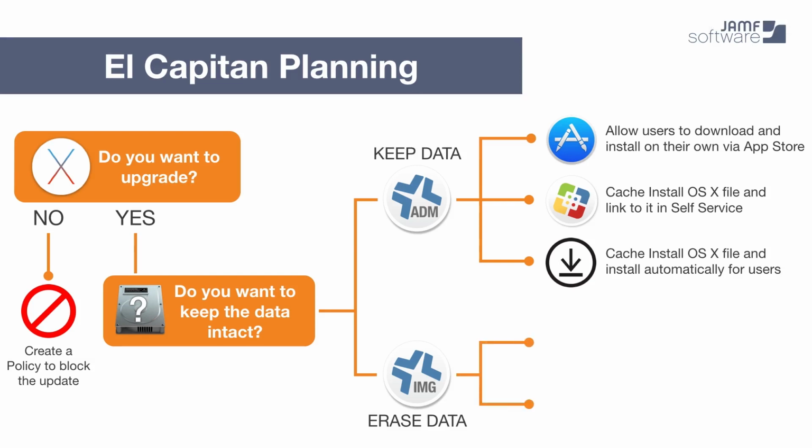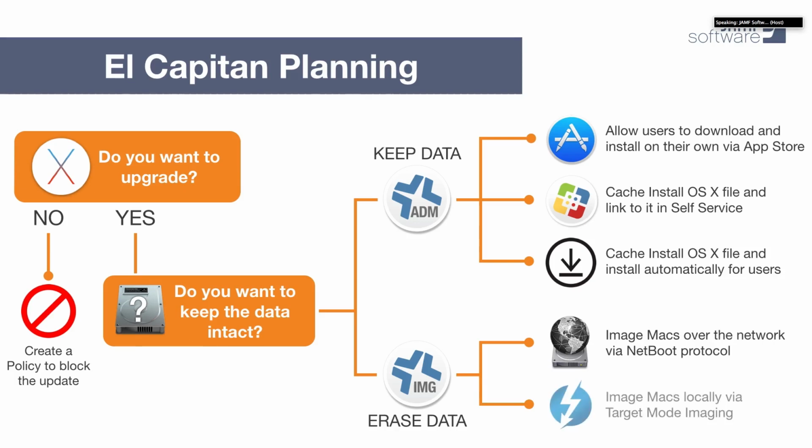If you're wanting to erase your data and start over, maybe you have a lab of Macs, well, you can do kind of two different ways. You can image them over the network using Apple's NetBoot protocol, or you can image them locally using target mode imaging. Both are accomplished using the Casper imaging app that's part of the suite. And whether you decide to do it over the network or locally, it will essentially wipe your data because you're imaging the new machine. So now let's take a quick look at blocking this update.